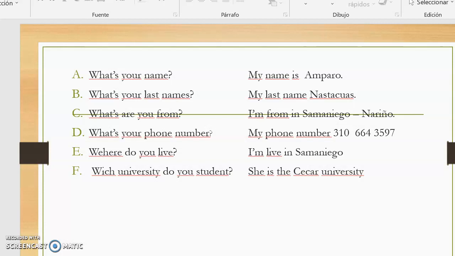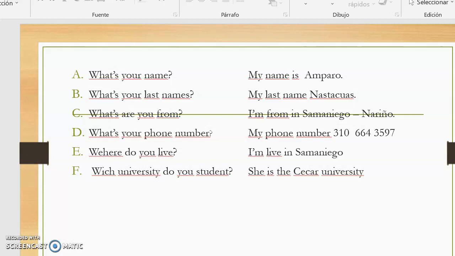A. What's your name? My name is Amparo. B. What's your last name? My last name was. C. What are you from? I am from Samaniego. D.